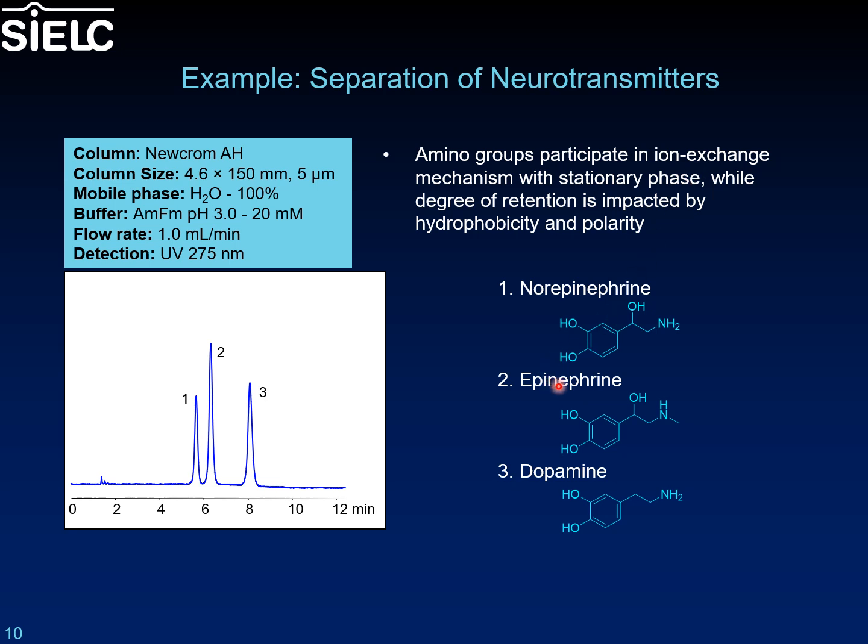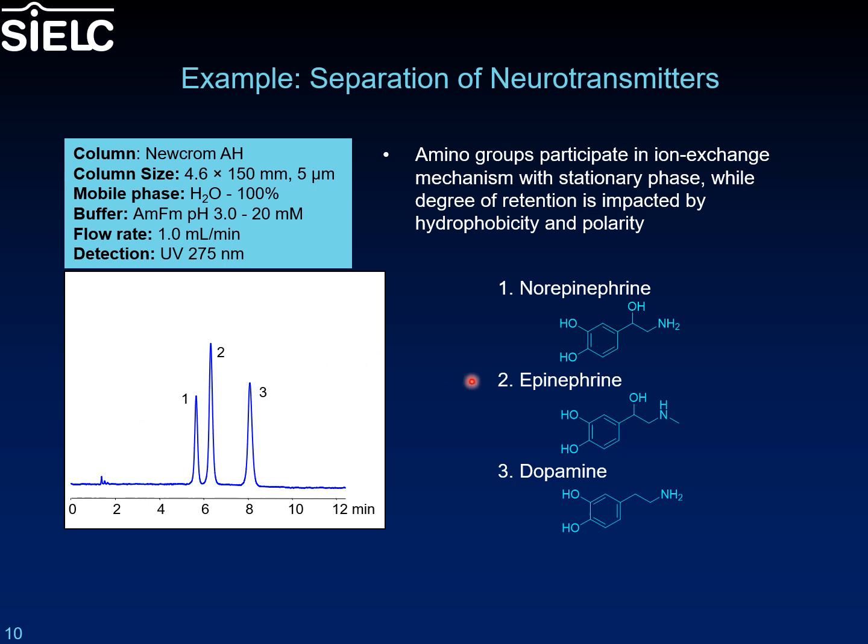The remaining hydroxyl groups on the rest of the structure impact the degree of hydrophobic interactions that occur on the column and thus the retention time. As such, norepinephrine elutes first, as even though it contains a primary amine, the three hydroxyl groups contained in the structure, particularly the two contained in the aromatic ring, are interfering with hydrophobic interactions with the stationary phase.